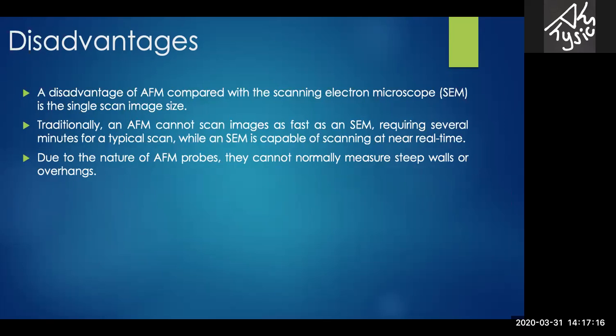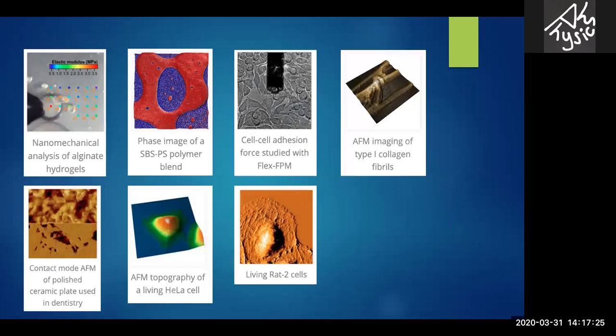And due to the nature of atomic force microscope probes, they cannot normally measure steep walls or overhangs. These are some examples of atomic force microscope use in different areas, as you can see: nanomechanical analysis of alginate hydrogels, phase image of SPS and PS polymer blend, and cell-cell adhesion, and other examples.